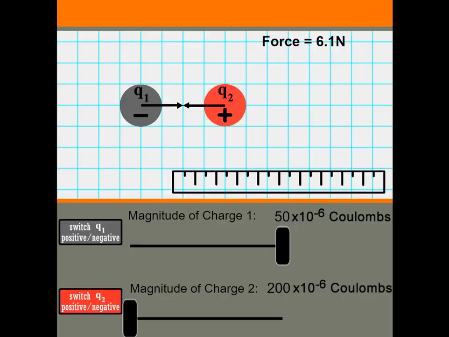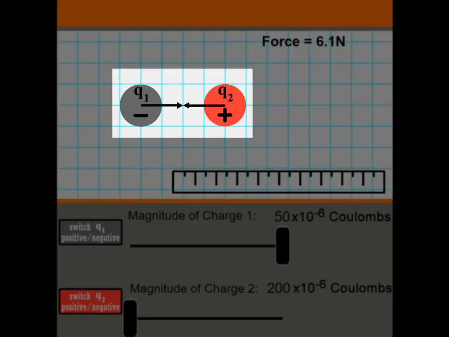So we open our simulation. Charge 1's value is set at 50 times 10 to the power minus 6 coulombs. We start off with magnitude of charge 2 at 200 times 10 to the power minus 6 coulombs. We find that the force between the two is 6,1 newtons. Notice that's the magnitude of the force. The direction happens in this case to be attraction because we've got a positively charged and a negatively charged particle. Oppositely charged particles always attract one another.